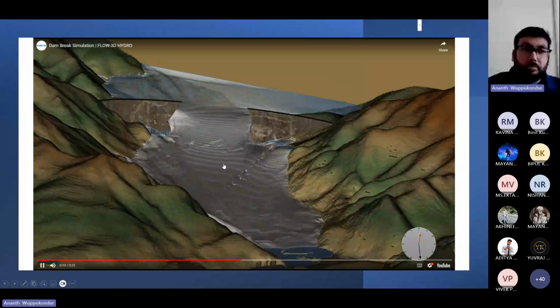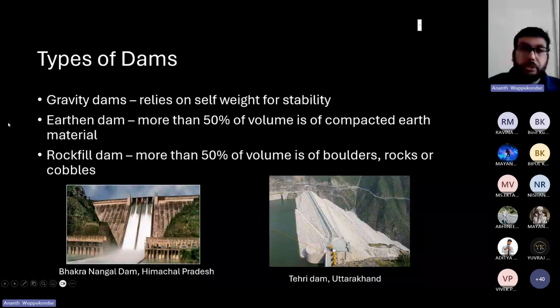Now talking about dams, there are different types of dams that we are going to look at in this unit. The first is gravity dams, the second is earthen dams, and then we have rock-fill dams. Gravity dams are usually made of concrete. The way they are stable is based on the self weight of the dam itself. You have multiple forces acting on the dam, but they are all being resisted by the self weight of the dam itself. That's why they are called gravity dams.